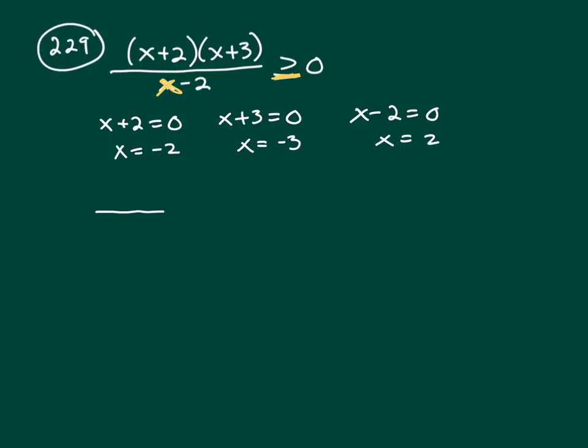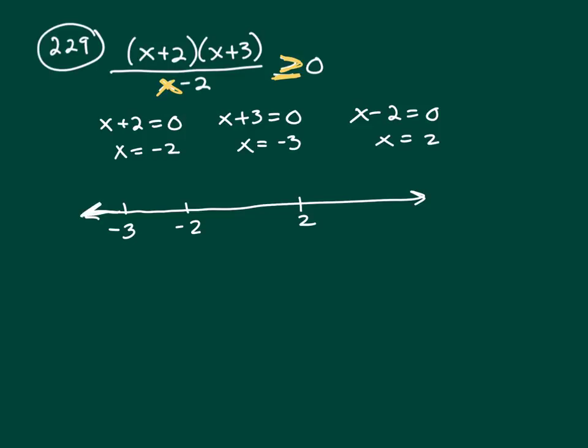So what I do next is I put these numbers, my critical numbers, on the number line. Here's -3, -2, and here's 2. And I've broken my number line into 4 pieces. And I'm trying to figure out what values of x make my inequality greater than 0. In other words, what values of x will make this thing positive. So let's choose a number from each of our intervals.